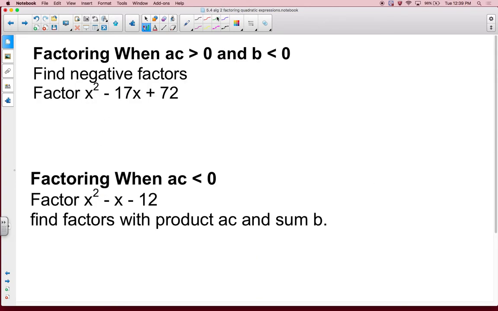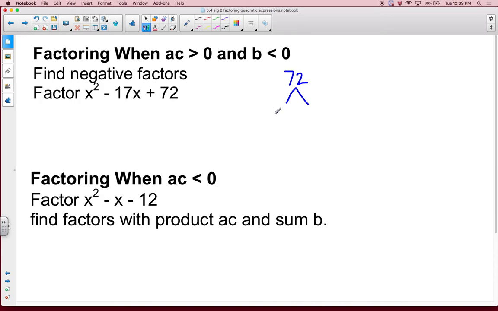Okay, let's try another one here. So we want to know, again, the value of a is a 1. So when a is 1, you just are going to say what multiplies to your c, 72, and adds up to negative 17. So you can write down some factors here. Since it has to multiply to a positive and it has to add up to a negative, we know that our two numbers are both going to be negative.